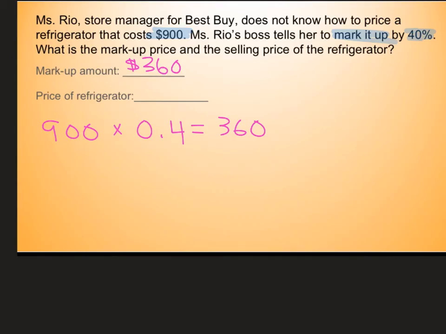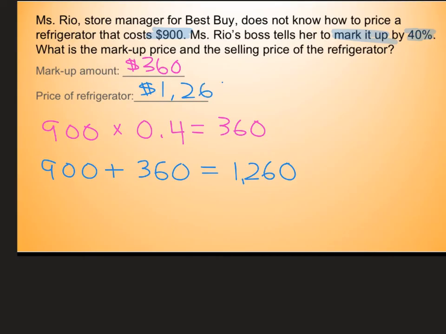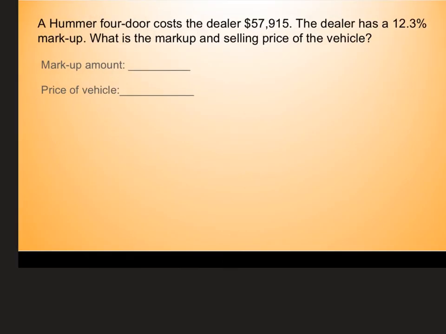Part 2 is to figure out the new price of the fridge after we mark it up. So we're going to take the original cost, $900. We're marking it up, so we're going to be adding our $360. When we add those two together, we should get $1,260. When I write that in my answer, don't forget your dollar sign. So the new price of the fridge after it's marked up by 40% would be $1,260.